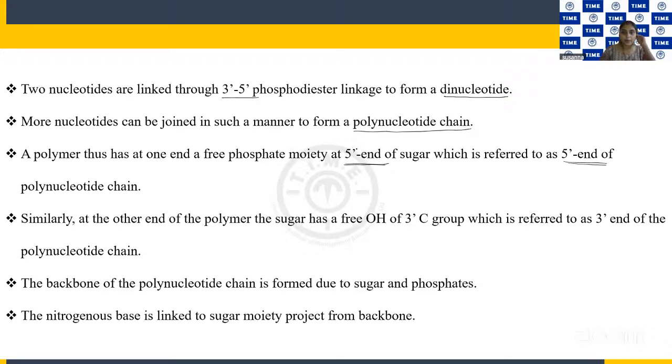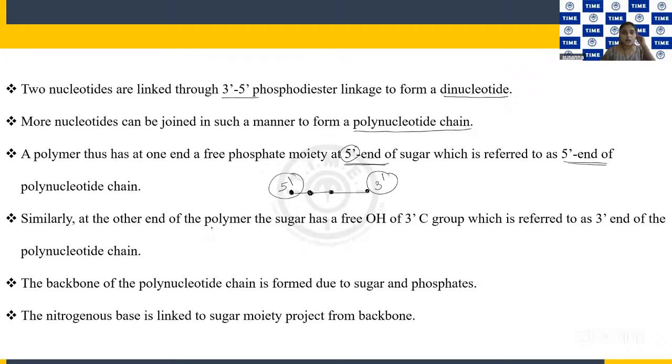A 5' end, just denoting on which carbon the phosphate group is added. And on the other end of the polymer, if I'm just showing you an example, this is a deoxyribonucleotide unit. So we have units like this coming in. So this end will be the 5' end, and this will be what? The 3' end. So at one end we have the 5' group, and at the other end we have the 3' group.